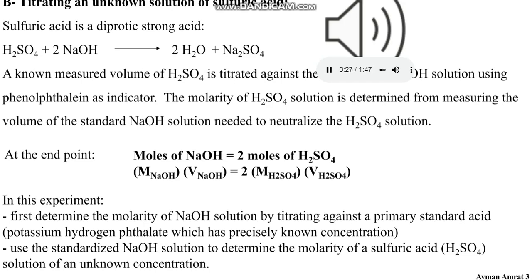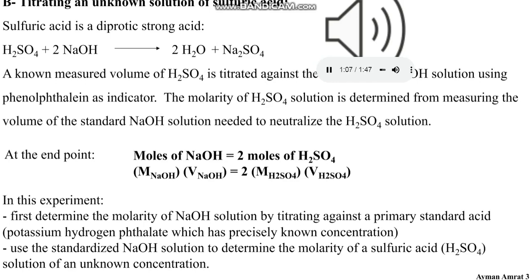In this part, a known measured volume of unknown H2SO4 is titrated against the standardized NaOH solution using phenolphthalein indicator. At the end point, we can calculate the molarity of H2SO4. In this reaction, the mole ratio of H2SO4 to NaOH is 1 to 2, which means that at the end point, moles of NaOH equal 2 times moles of H2SO4 according to the equation.